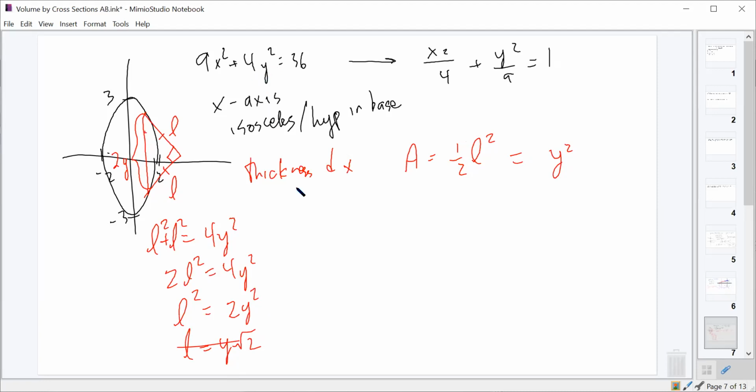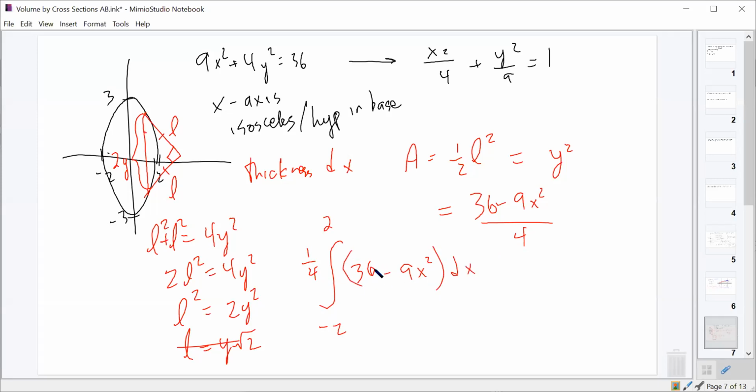And we then need to figure out what y squared is. So y squared should be equal to 36 minus 9x squared over 4. And so we'll just integrate from negative 2 to 2, and we'll put the 1/4 out in front. 36 minus 9x squared dx.